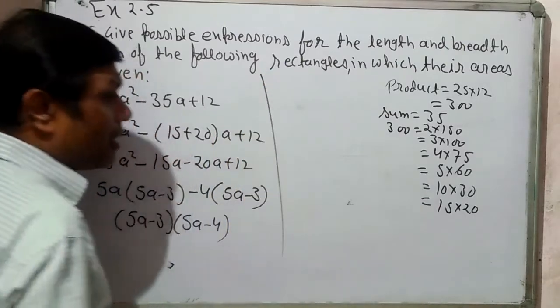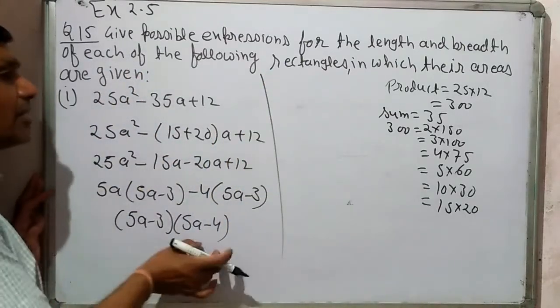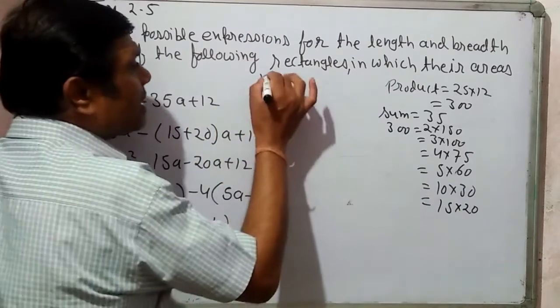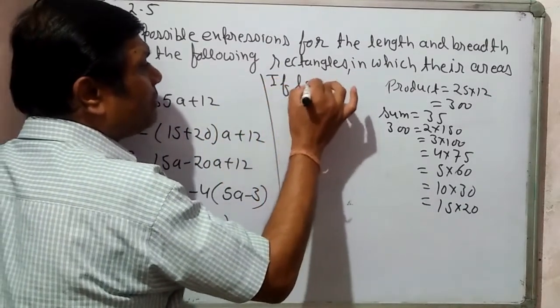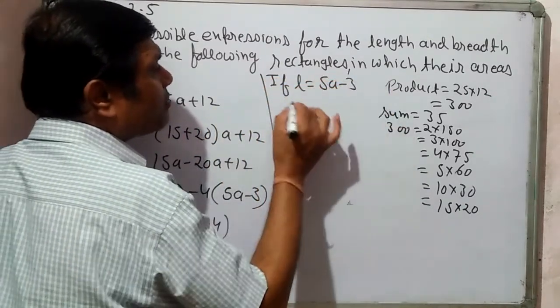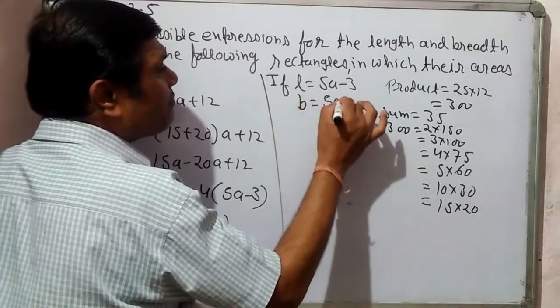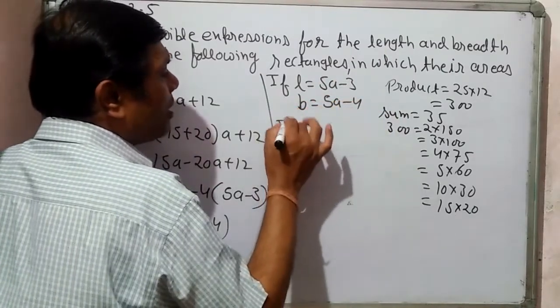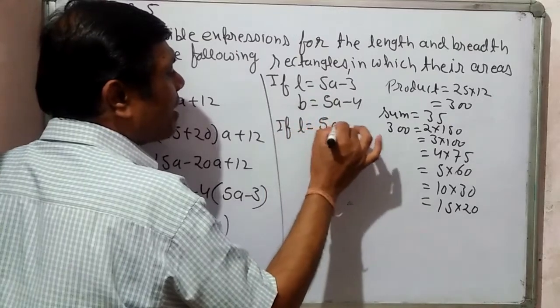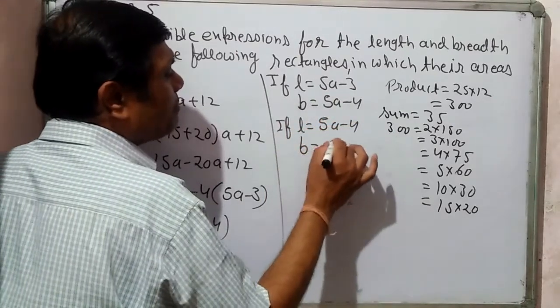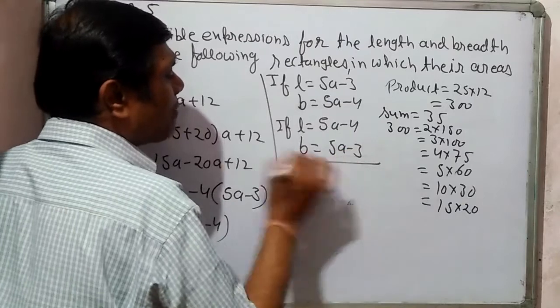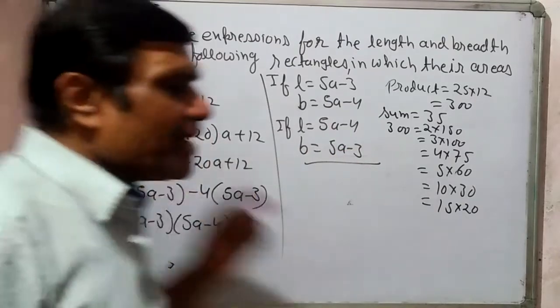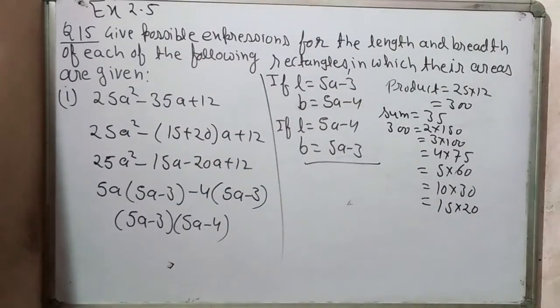Right? Out of these, one will be length, the other will be breadth. So if length is 5a minus 3, then breadth is 5a minus 4. If length is 5a minus 4, then breadth should be 5a minus 3. So that way we are able to find two expressions, one each for length and breadth.